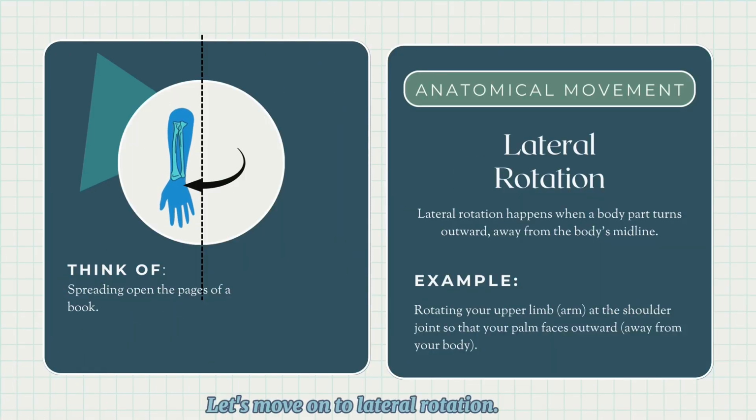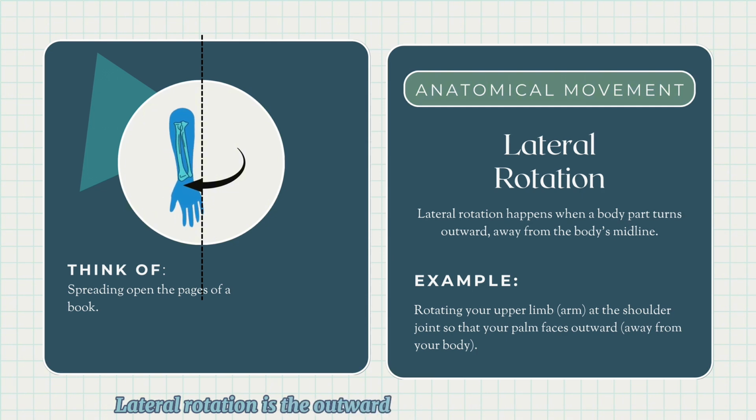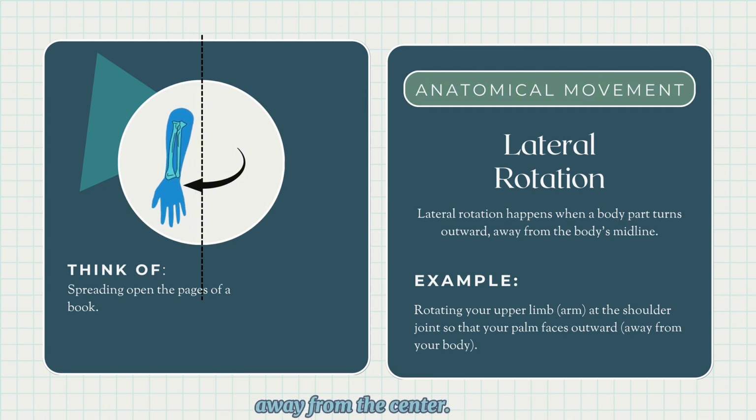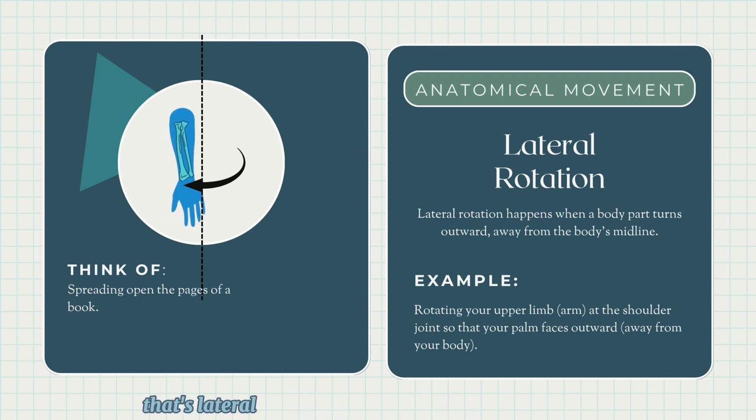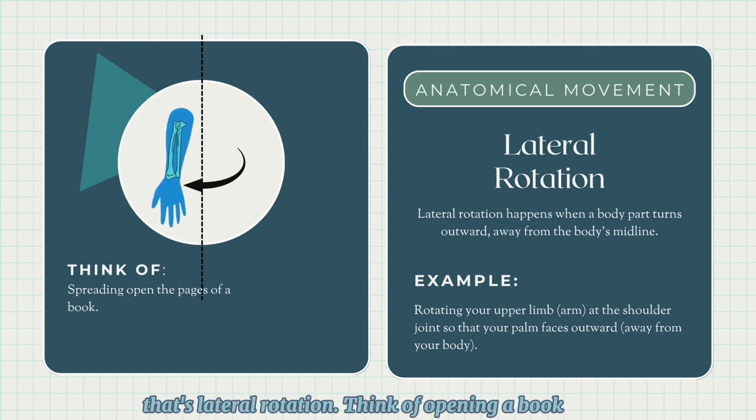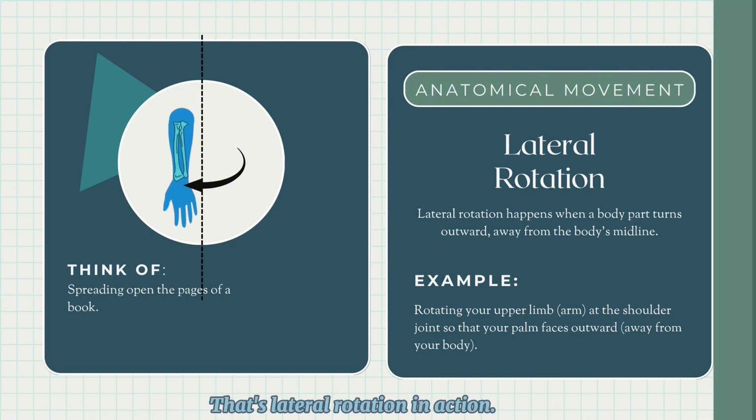Let's move on to lateral rotation. Lateral rotation is the outward turning of a body part, away from the center. If you rotate your arm at the shoulder so your palm faces outward, that's lateral rotation. Think of opening a book and turning your arms outward to spread the pages. That's lateral rotation in action.